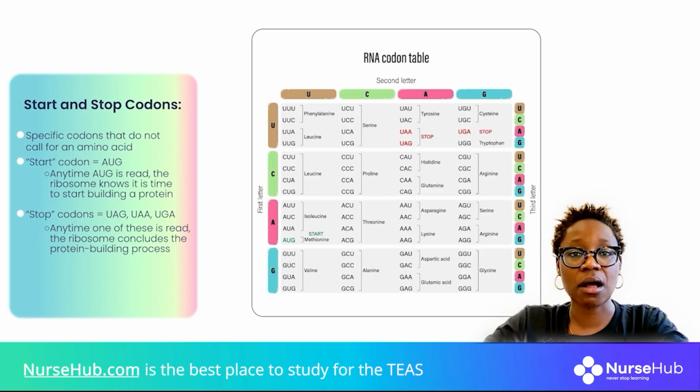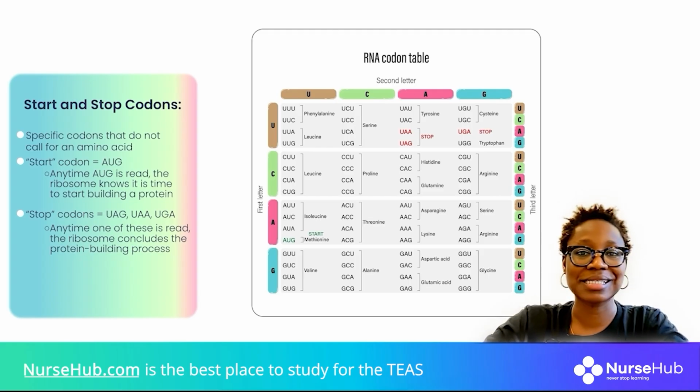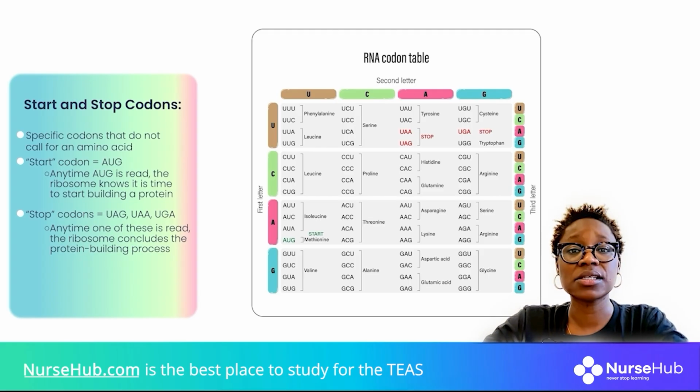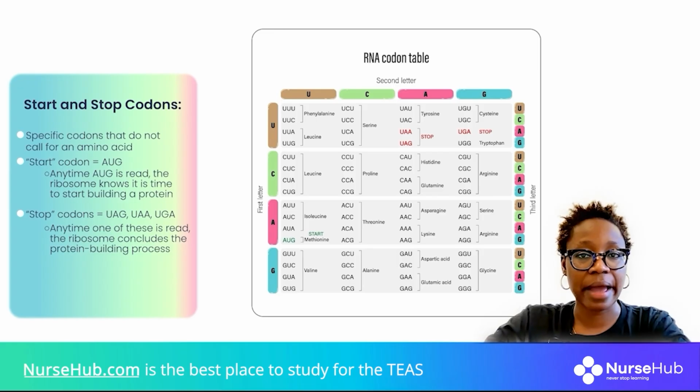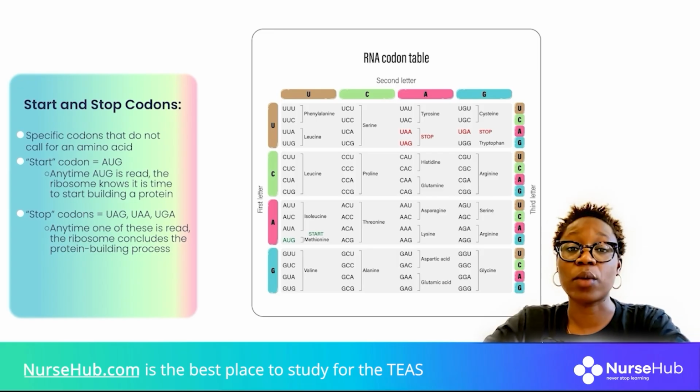First, you'll recall that we covered start and stop codons. These are specific codons that never change across any code. They signal to the ribosome where to start and where to stop creating a protein. The start codon is AUG, adenine, uracil, guanine. Anytime AUG is read, the ribosome knows it's time to start building a protein.